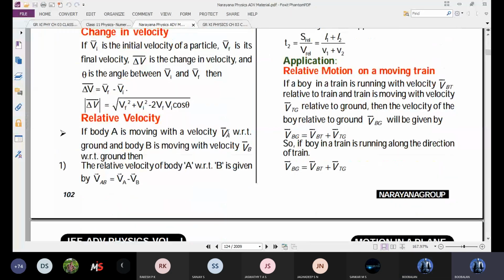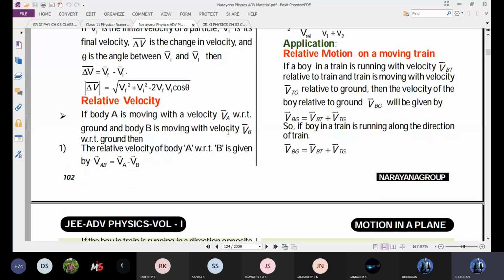Okay. So today we'll discuss a small topic. I will give some introduction about relative velocity. After that I'm giving time for you, so you can prepare for today's exam.